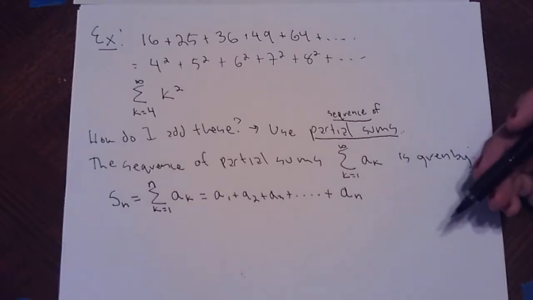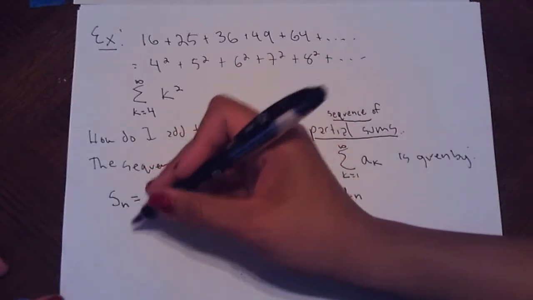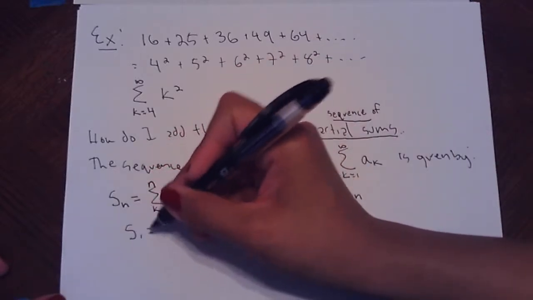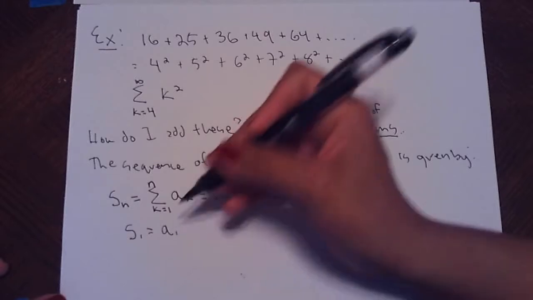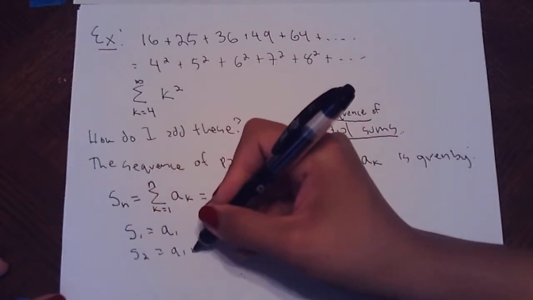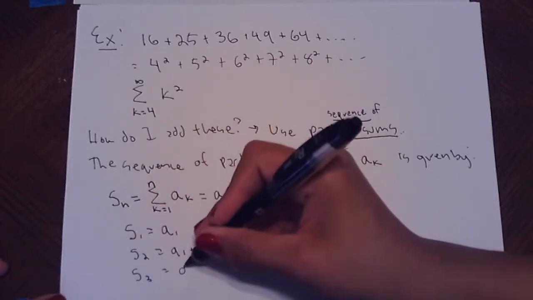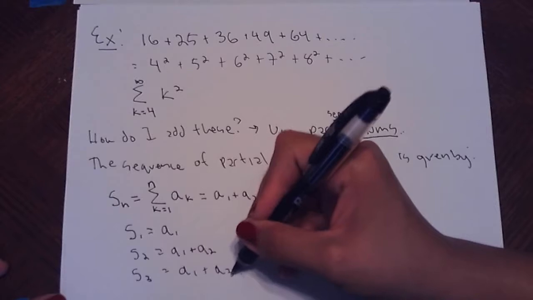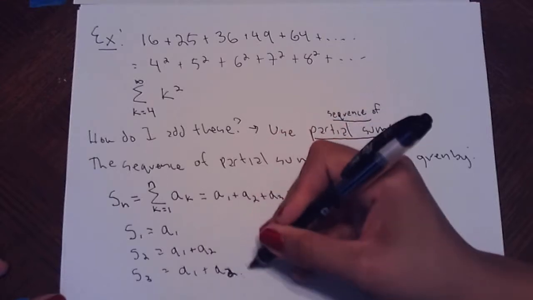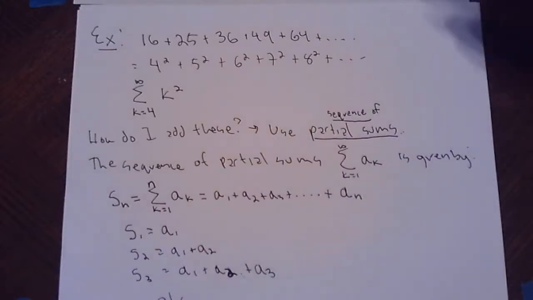Okay, so I'll give you guys an example here. First off, again, to highlight, for S1, this is a1. For S2, you add the first 2 terms. For S3, you add the first 3 terms, a1 plus a2 plus a3. Okay, and then we keep going here.